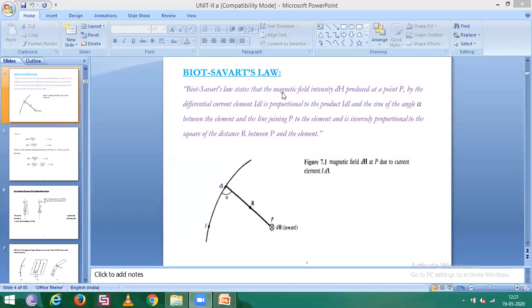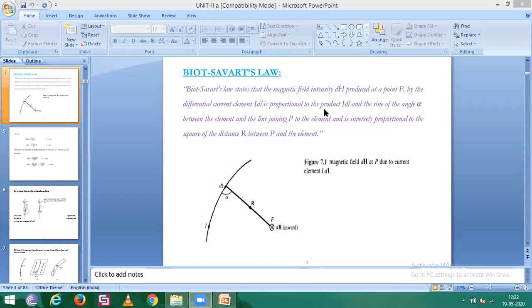It states that the magnetic field intensity dH produced at a point P by the differential current element IDL, a small section of the length of the conductor which is carrying current I and having a length dl, just this section, not the entire conductor, then at a distant point, right?